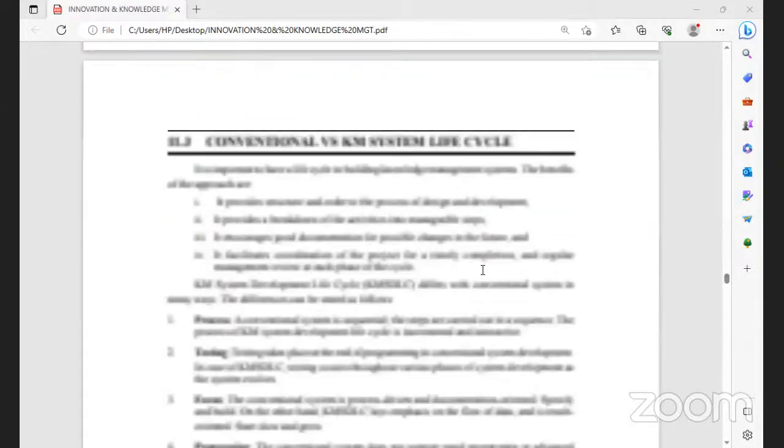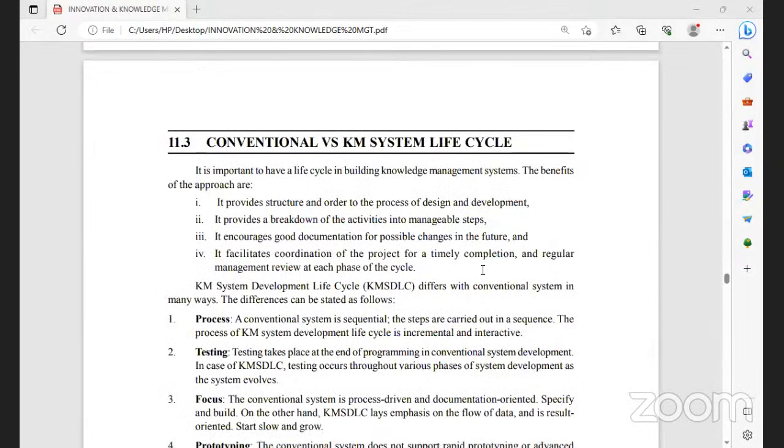And the next topic is conventional versus knowledge management system life cycle. It is important to have a life cycle in building knowledge management systems. The benefits of the approach are it provides structure and order to the process of design and development. If you take the semiconductor industry, semiconductor designing will be there and semiconductor manufacturing, meaning product development, will be there. A country like India has only designing capability. But a small country like Taiwan and big, developed countries like America have both designing and semiconductor manufacturing, which is how we are using their chips in laptops and desktops, like that.